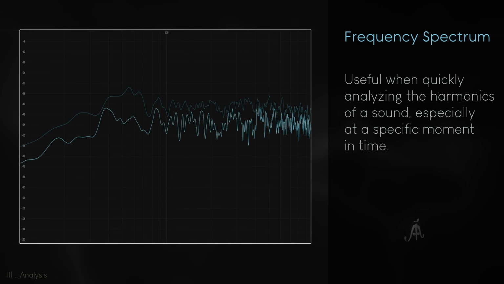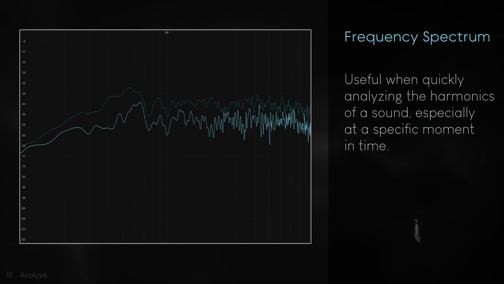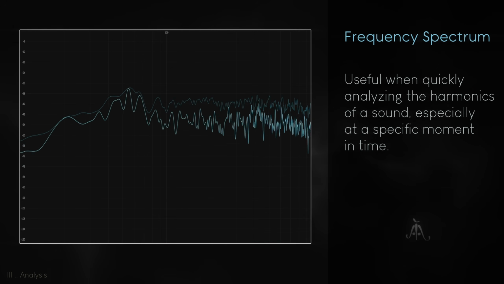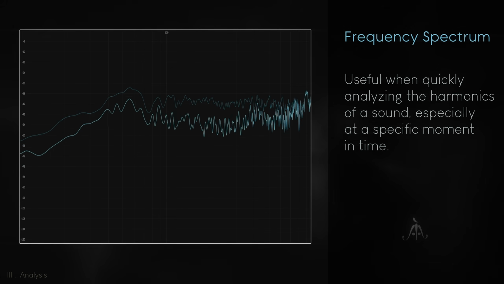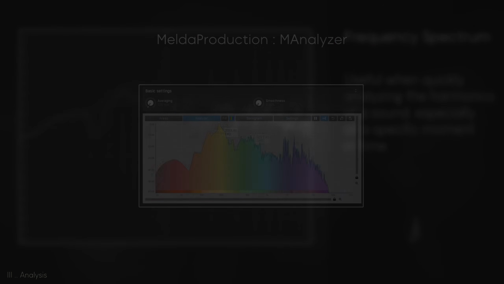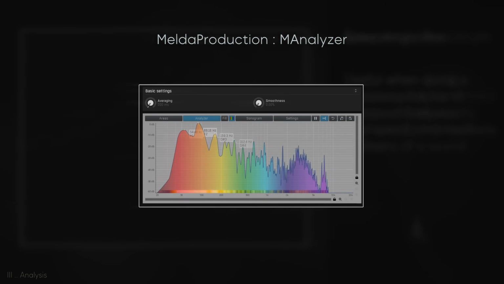For getting a simple look at the harmonics of a sound, I'll use a frequency spectrum. Ableton has a decent spectrum built in. If you don't have a good spectrum analyzer though, the free plugin M-Analyzer is pretty good.